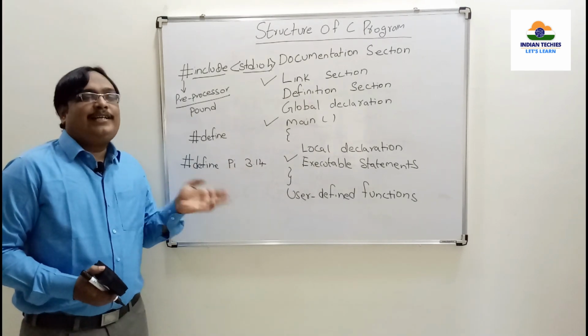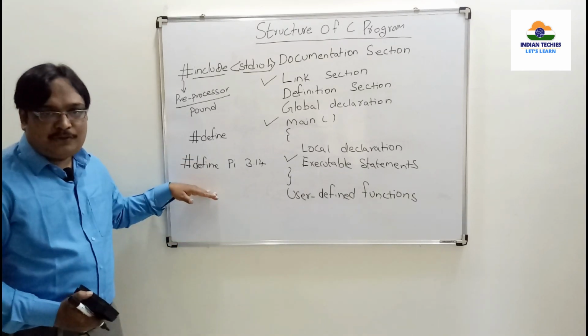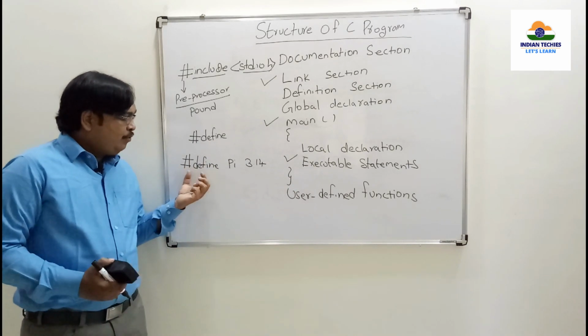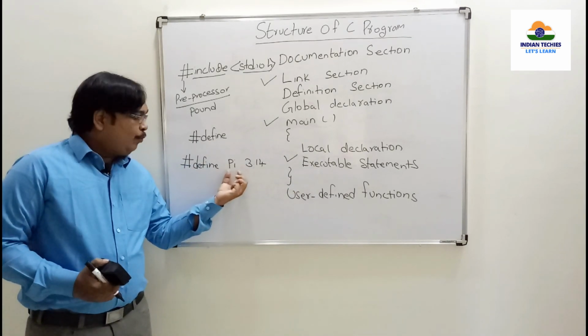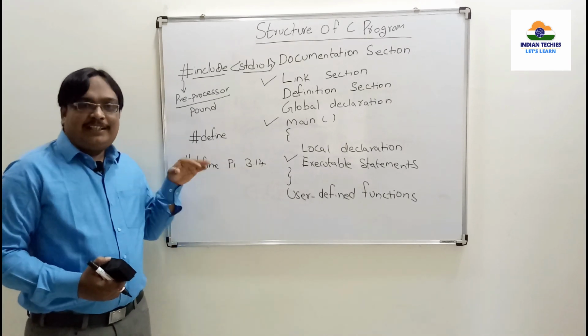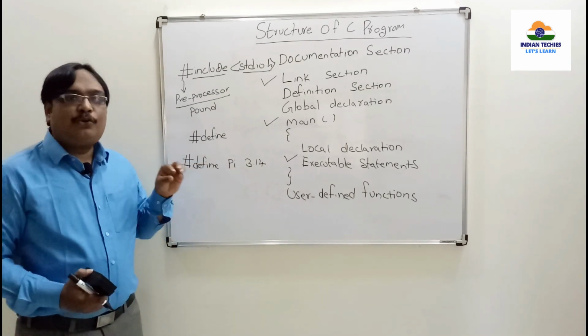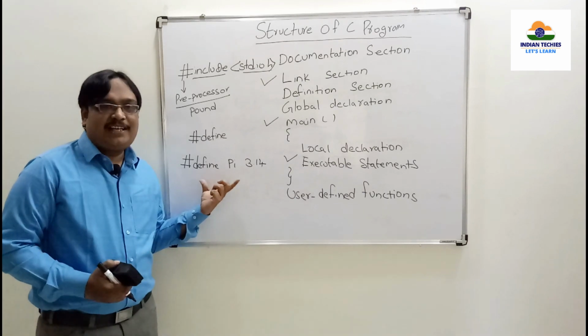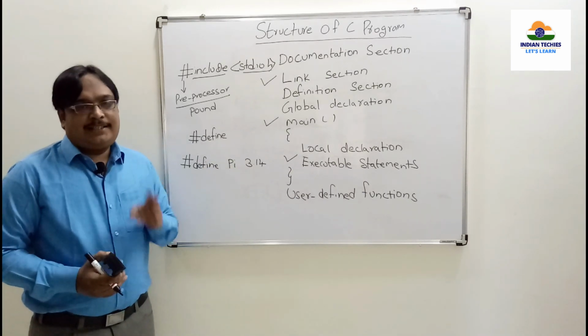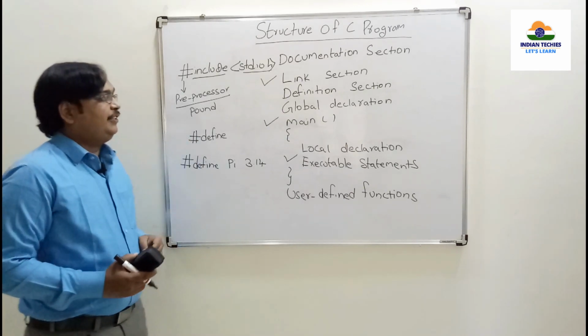In a single line, you can create only one defined constant. If you want to create another constant, in the second line you again have to write hash define, the new name you want to keep, and the original value that will be replaced with the new name. Such constants, if you want to create in your program, you can use the hash define section. This is about the third section.